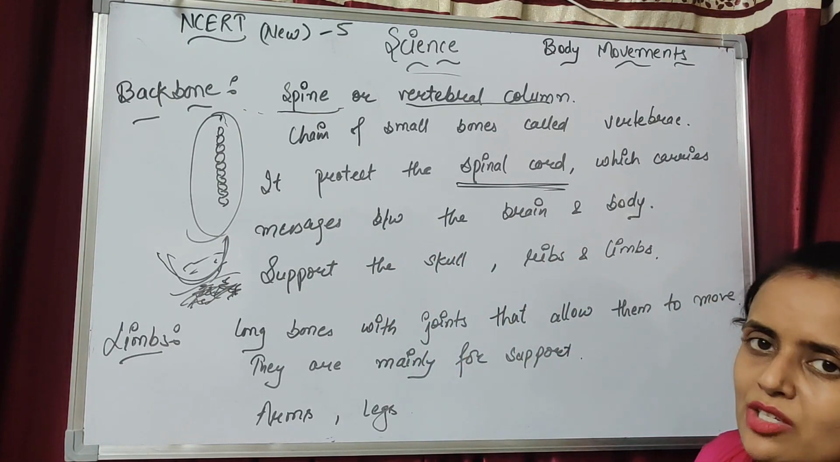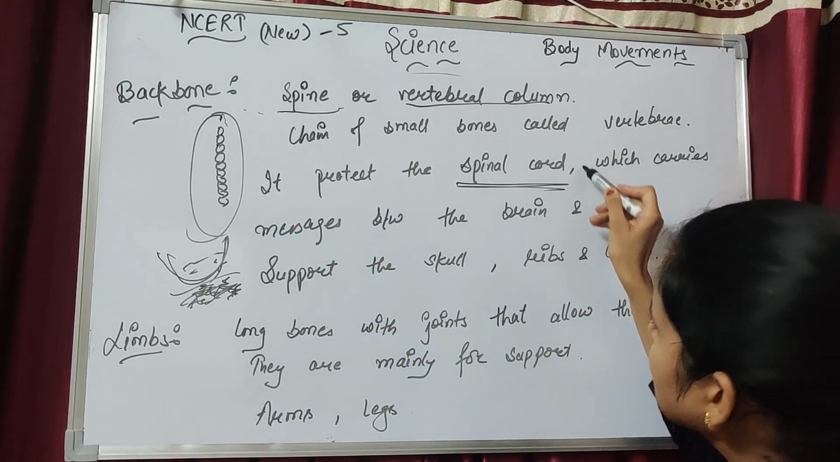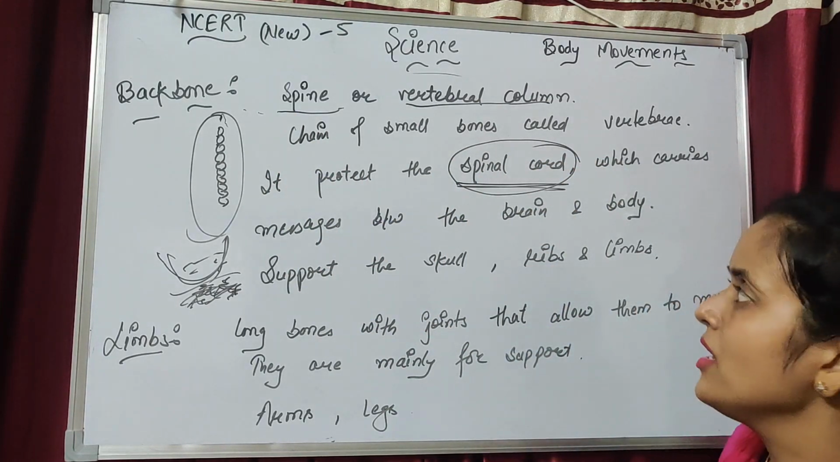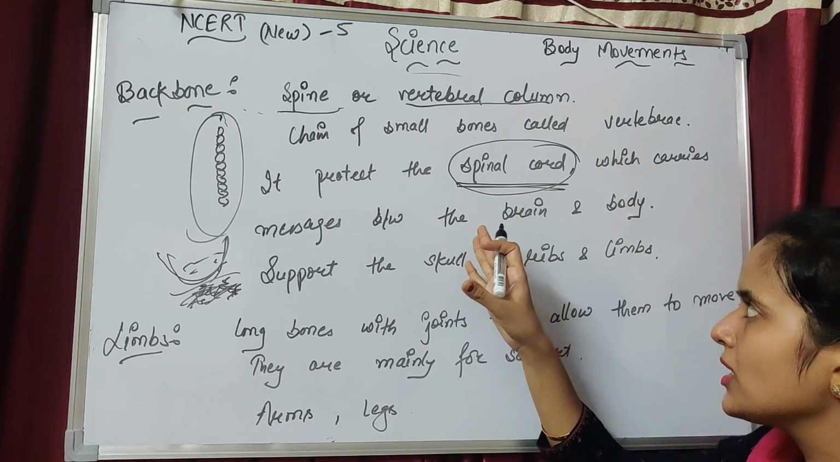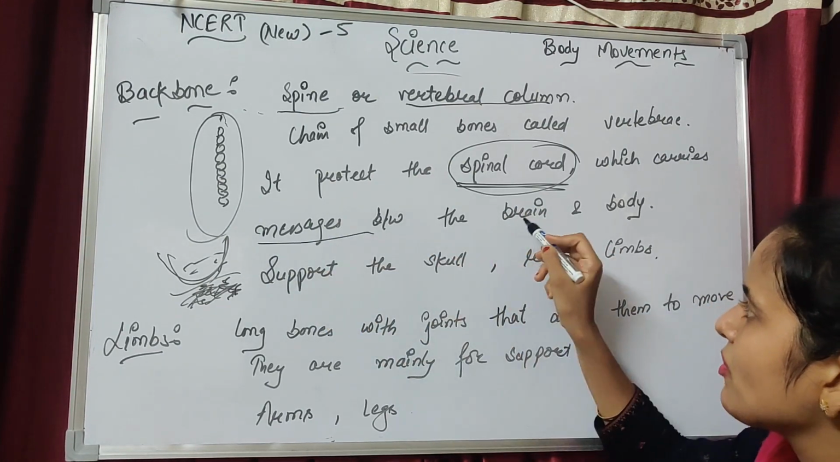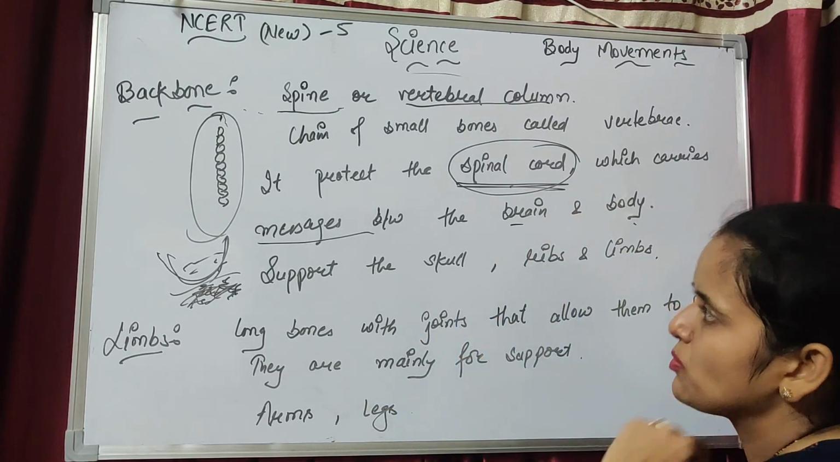It will transfer the message from the brain to the body within seconds. So the backbone protects this spinal cord, and without the spinal cord we cannot do anything, because all movements are controlled by our brain, and all messages are transferred between the brain and body due to the spinal cord. Okay, so the backbone protects our spinal cord.